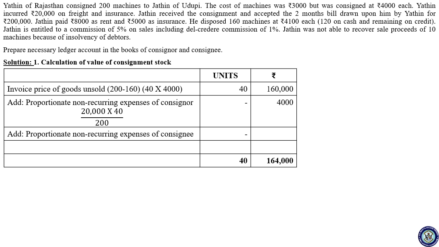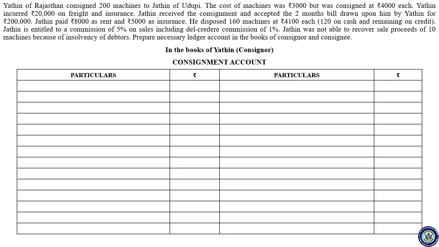Next you draw the lines for consignment accounts. In the books of Athene, that is the consignor, first you have to prepare the consignment account. Okay, now you see the information and you start preparing the consignment account. So read the problem and solve and you prepare the accounts. So 5 minutes to solve this. Do it fast.